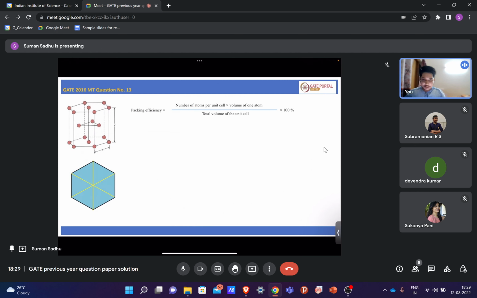So this can be defined as the ratio of the total volume occupied by the atoms, which is the number of atoms per unit cell multiplied by the volume of one atom, divided by the total volume of the unit cell. So we will get that fraction, and if we multiply it by 100, we will get the percentage. Now can anyone tell what is the total number of atoms in a hexagonal close packed unit cell? How many atoms are there per unit cell?